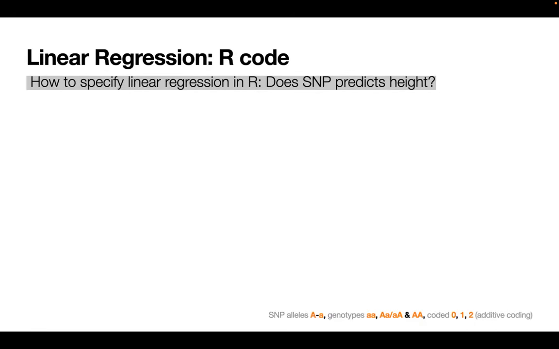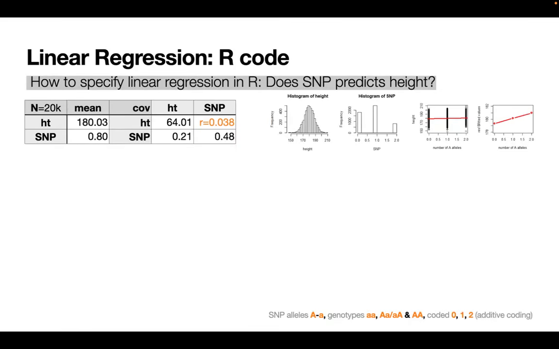Now, how can we do this in R? We can use the simple LM procedure. But let's first look at the descriptive statistics here of both height and the SNP. We can show this graphically in a histogram and show the regression by plotting the number of alleles.